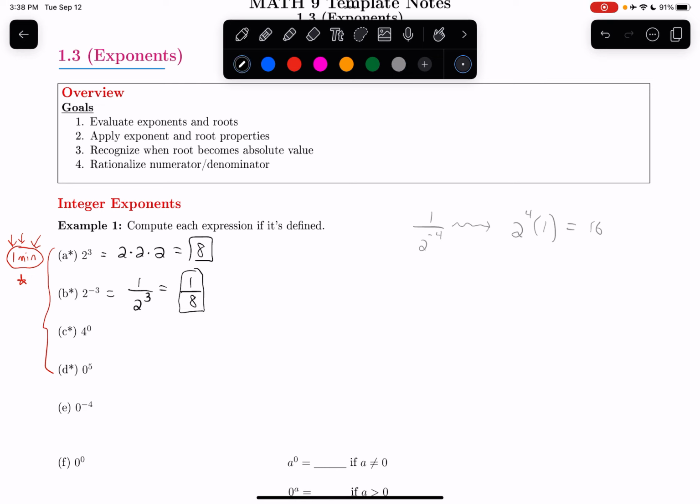Let's go to part C. Part C, I got 4 to the 0 power. If I have something to the 0 power, as long as the base is not 0, the whole thing is 1. Then what about part D? If I have 0 to the 5, well, that means 0 times 0 times 0 times 0 times 0, 5 times, which is 0.